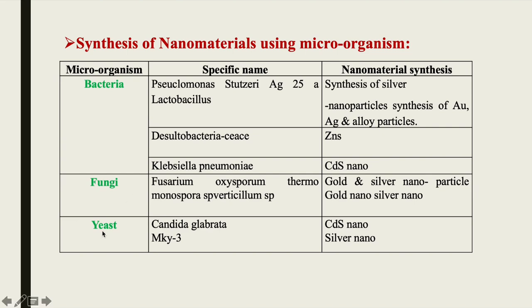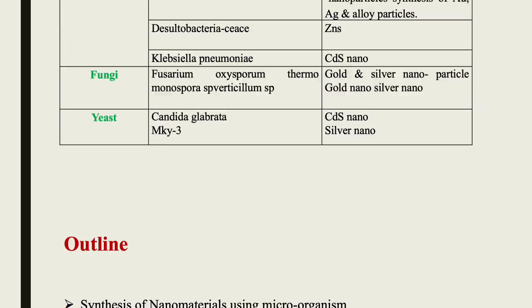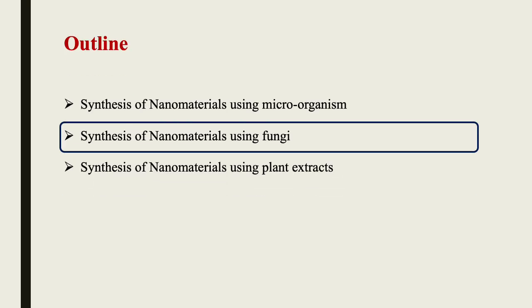Another microorganism is the yeast. Candida glabrata and MKY3. These species are used to synthesize cadmium sulfide nanoparticles and silver nanoparticles. So here a few species and a few nanomaterial syntheses are given. Moving to the next topic, that is synthesis of nanomaterials using fungi.